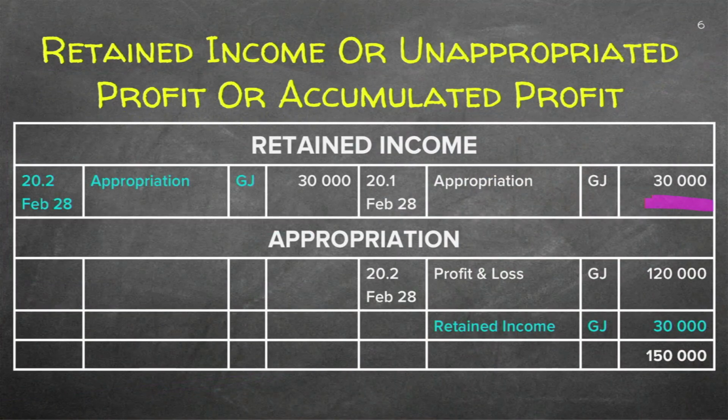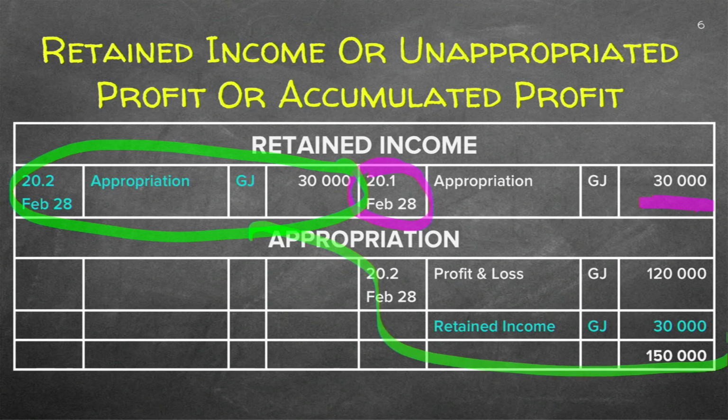Have a look here. Can you see this 30,000 Rand was the retained income from last year? Have a look at the date, 28th of February 20.1. I now want to move it out of retained income and add it to my net profit. And so I am going to debit my retained income and credit it to appropriation. I now not only have 120,000 Rand, which is my net profit, but I also have the 30,000 Rand from last year, which I can distribute.